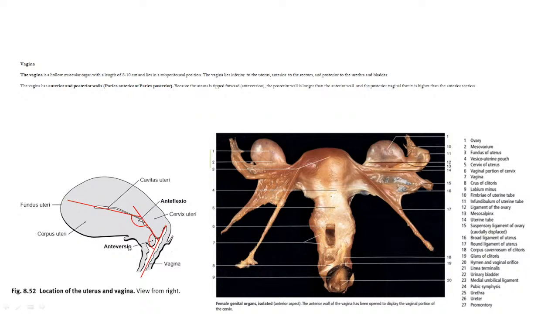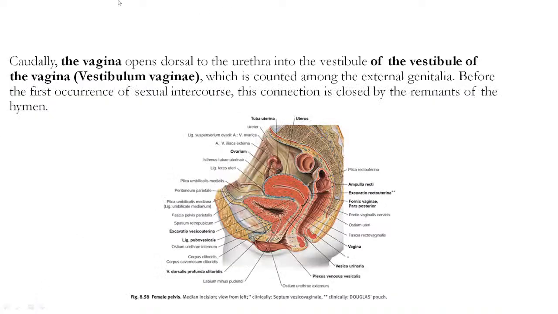This is vagina. This is uterus. This is cervix uteri. Caudally, the vagina opens dorsal to the urethra into the vestibule of the vagina, vestibulum vaginae, which is counted among the external genitalia. Before the first occurrence of sexual intercourse, this connection is closed by the remnant of the hymen.